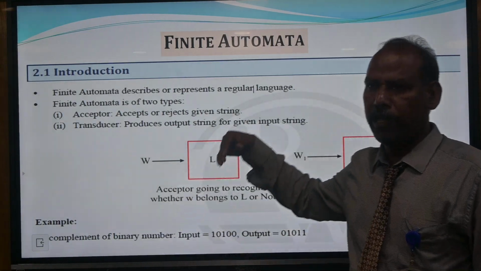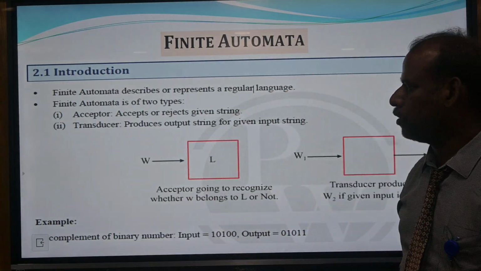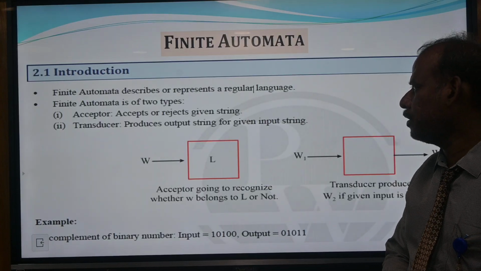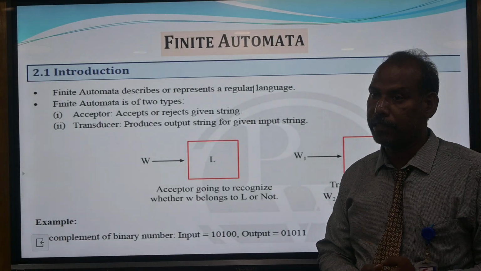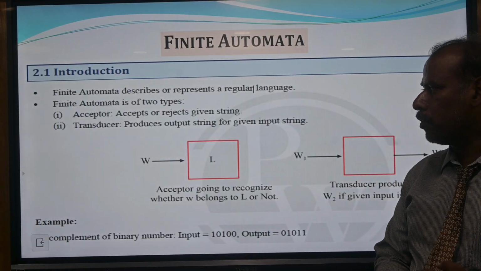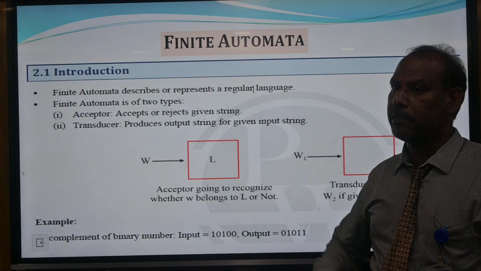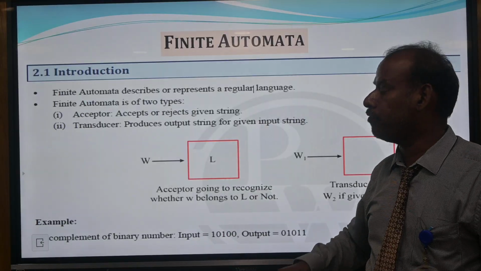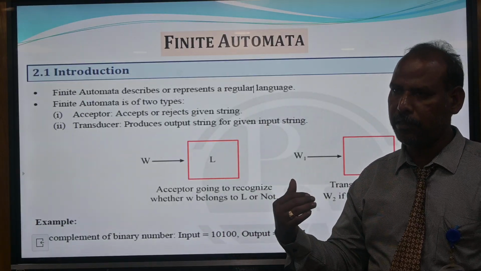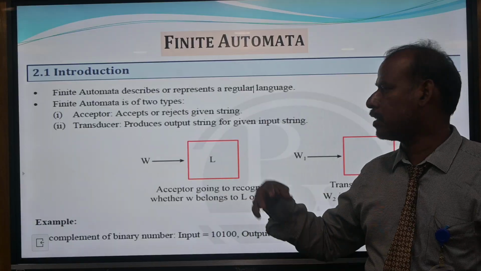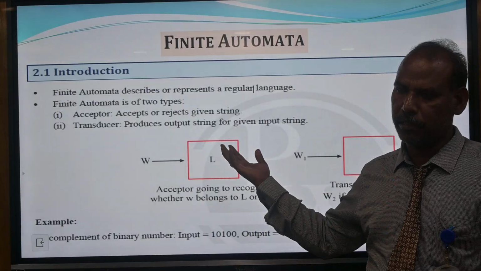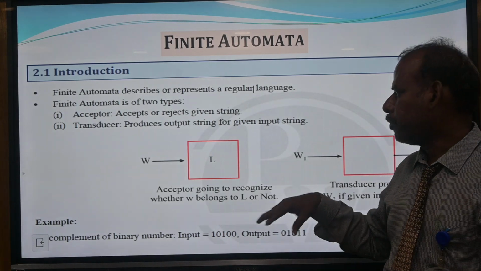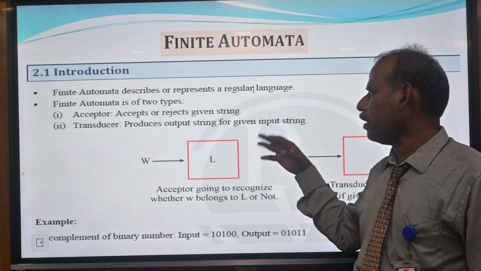Now we are going to the finite automata. What is finite automata? Finite automata describes or represents the regular languages. Finite automata are of 2 types: acceptor and transducer. An acceptor accepts the language or string, or rejects the given string. A transducer produces the output string for a given input.